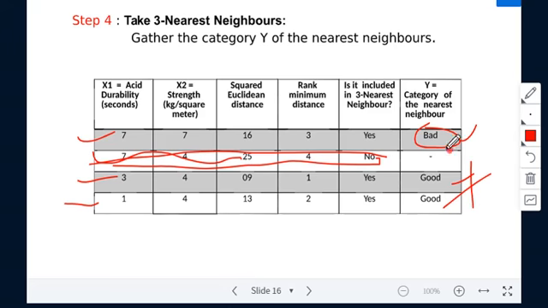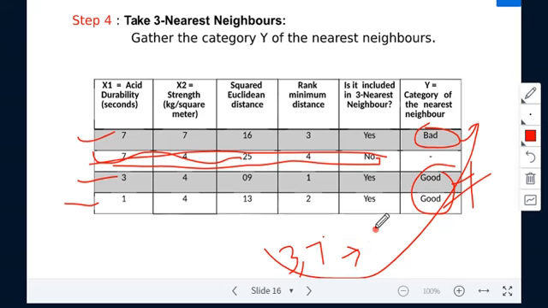So whether the point 3, 7 belongs to the category bad or to the category good. Here we go for the concept called majority voting. Which class is having the majority? Good, because it is having two instances and bad is having only one instance. So this test data belongs to the class label good. That means we can conclude it is a good tissue paper. Let us see.